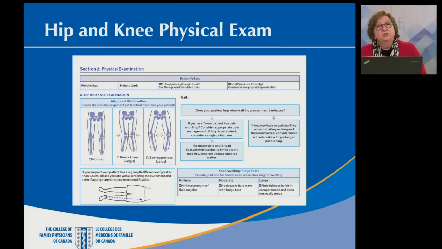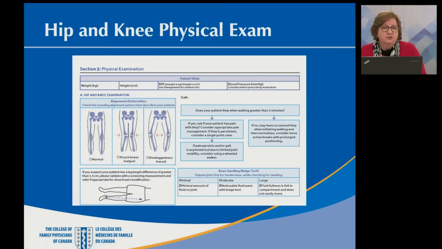And then you want to look at gait, and in particular limp and distance. Does your patient limp when they're walking greater than 5 minutes? How far can you walk? Do you ever have to use a cane? Do you ever limp? That piece doesn't take you long to do, and that really gives you an idea of what's happening with both hip and knee joint. Then focus on knee swelling.